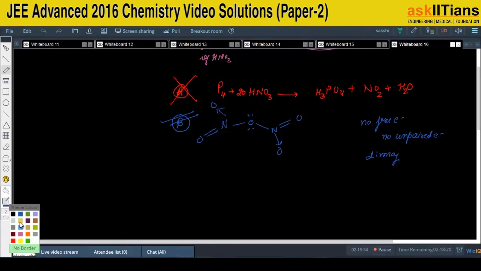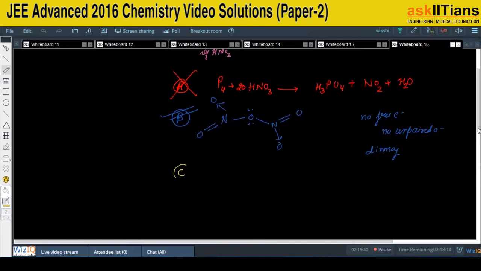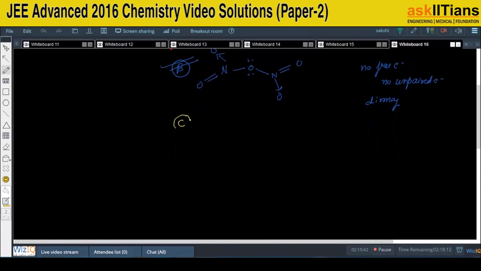Now option C says that it contains one N-N bond. So again option C is not correct because there is no N-N bond. So C is not correct.